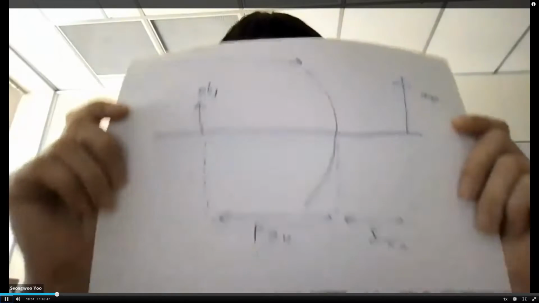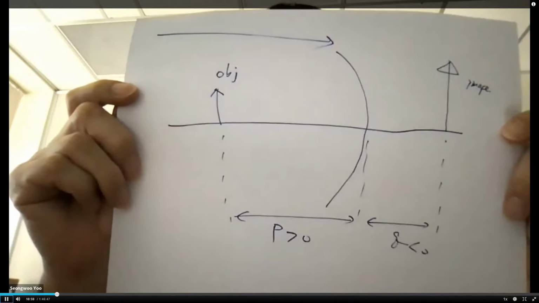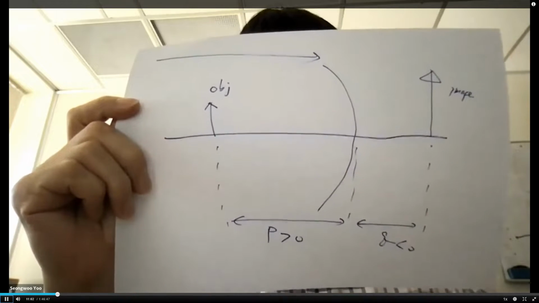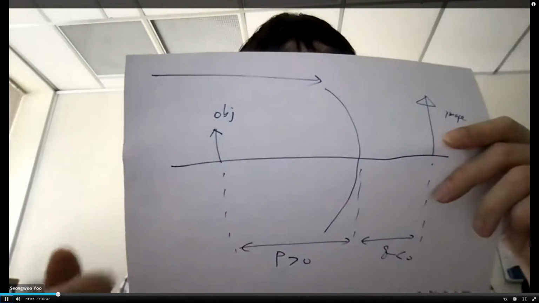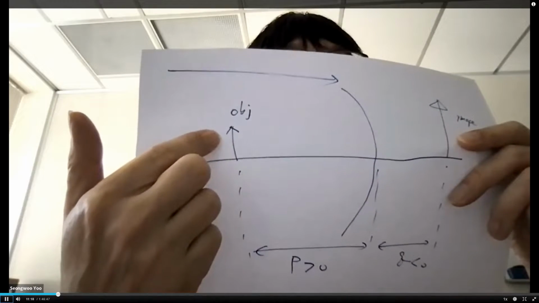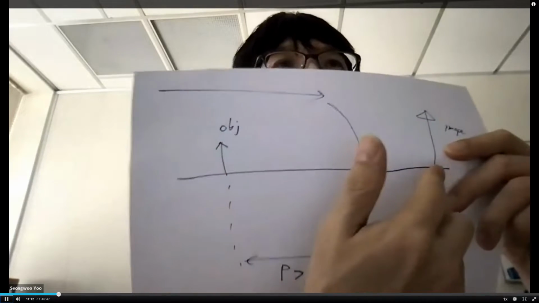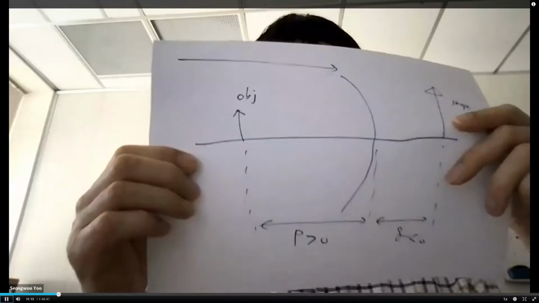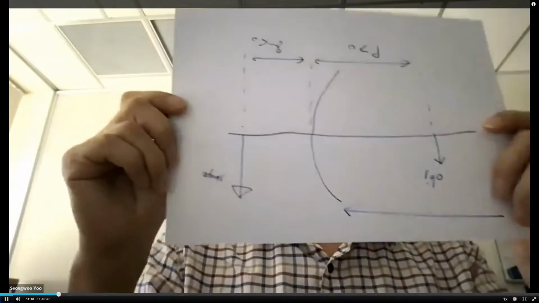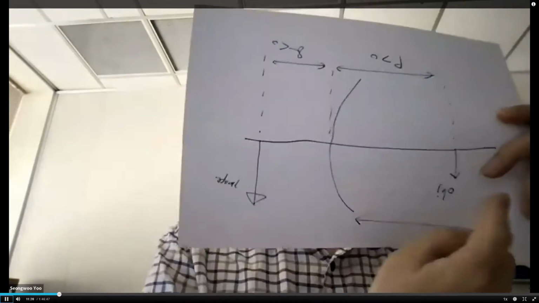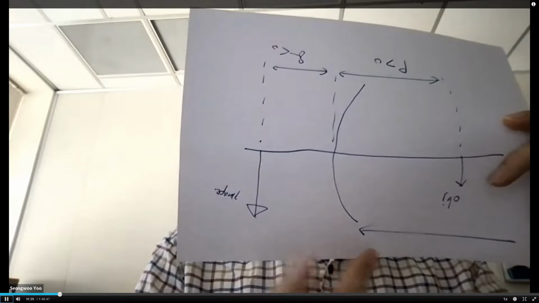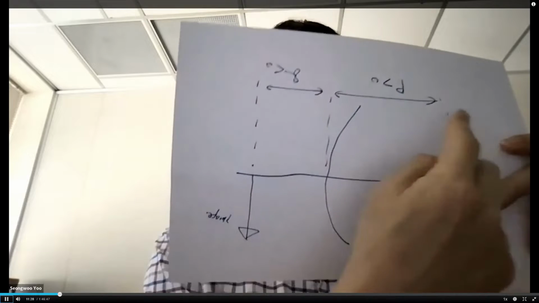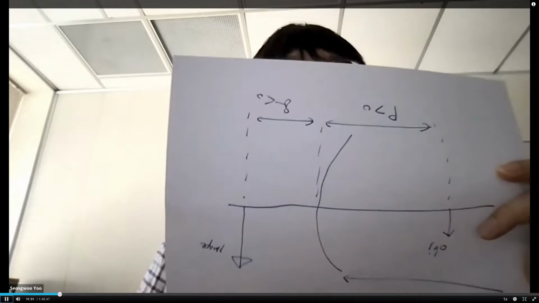Sorry, Prof, your image is upside down. Please have a look at this diagram. In this diagram, the light flows from left to the right, and we have the object and then the image. Now I'm going to rotate it like this. Then what happened? The light flows from right to the left. In this case, will this P still be positive, or must P be negative?